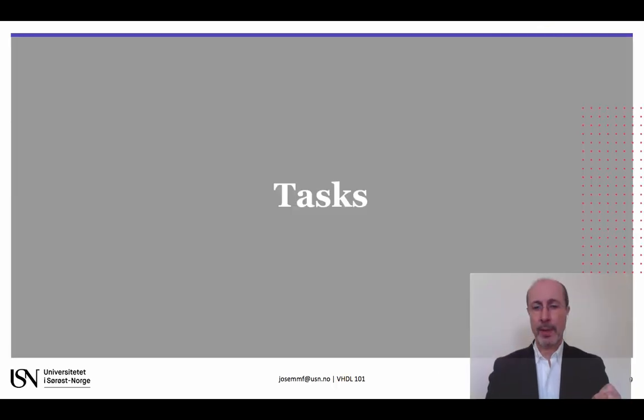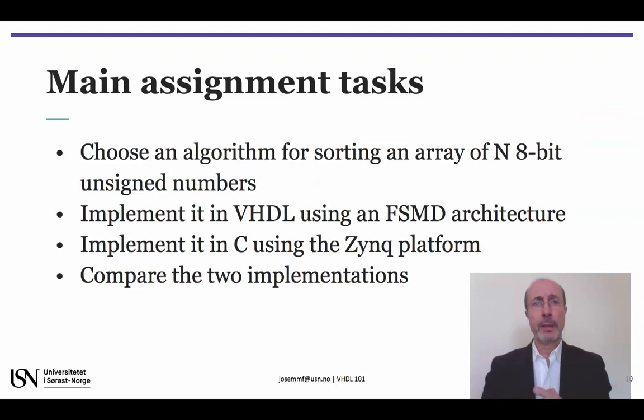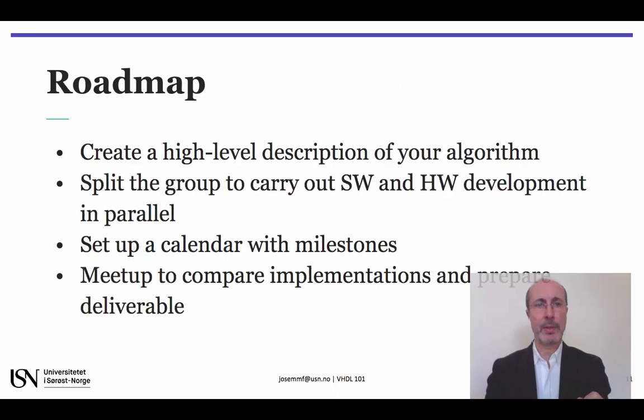What tasks do you have ahead? Well, briefly speaking, you will have to start by selecting or creating an algorithm that you consider appropriate for this purpose. Then you should provide two implementations of your algorithm, one in hardware using VHDL and the other one in software using C. Both implementations should be demonstrated in the Zybo Z710 board. And finally, you should compare cost and performance of the two implementations.